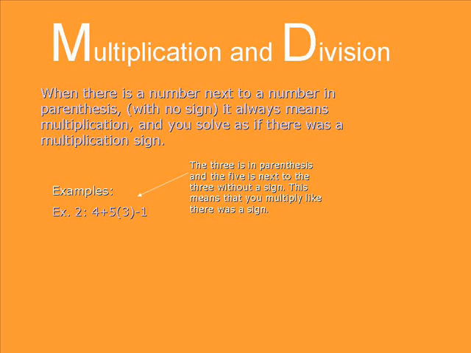The 3 is in the parentheses and the 5 is next to the 3 without a sign. This means that you have to multiply like there was a sign.